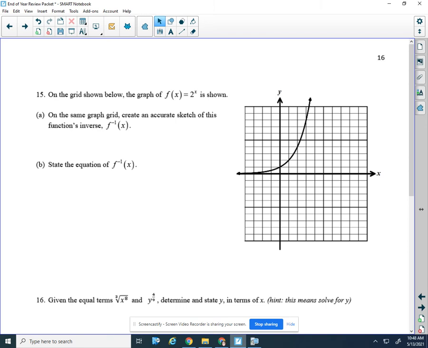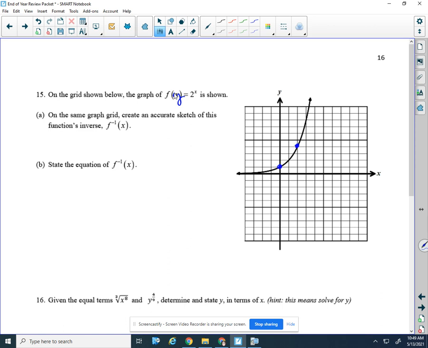Back again, page 16. So problem number 15: on the grid shown below, the graph of f of x equals 2 to the x is shown. So remember, f of x is like y equals 2 to the x. It says on the same grid, create an accurate sketch of this function's inverse.